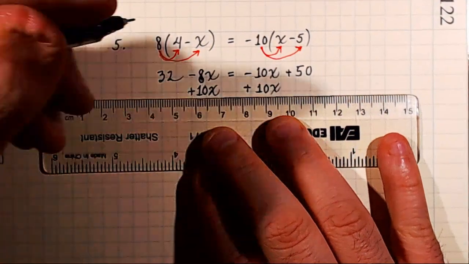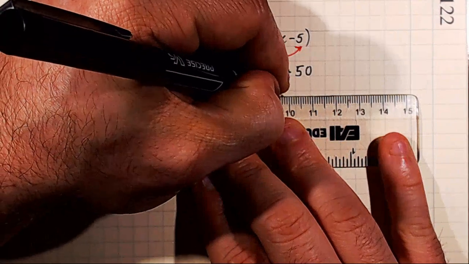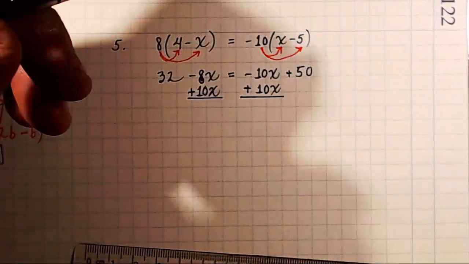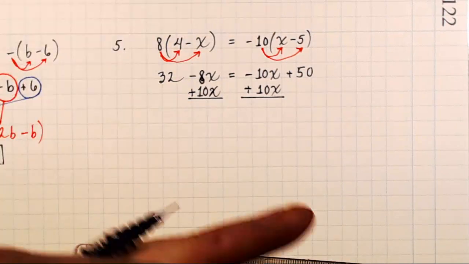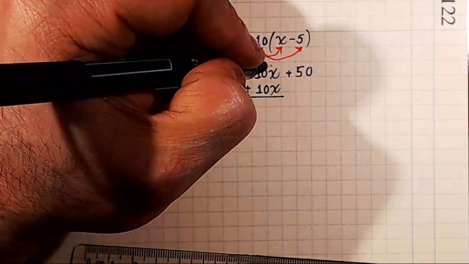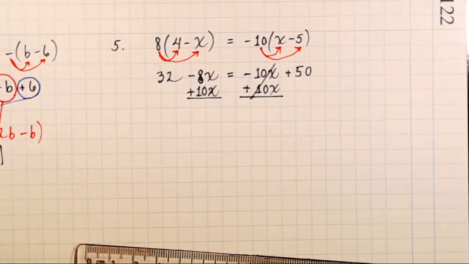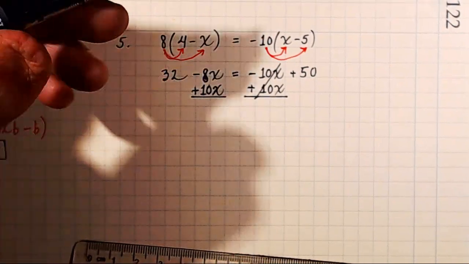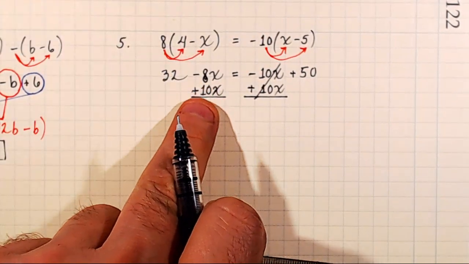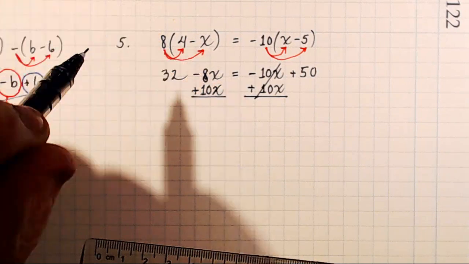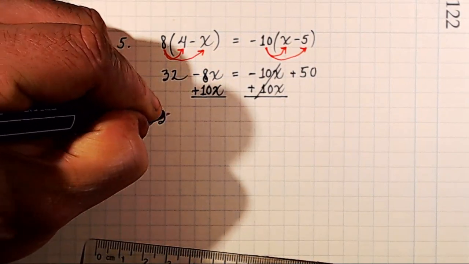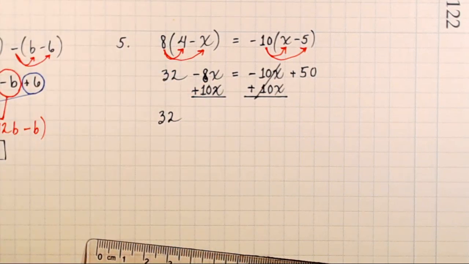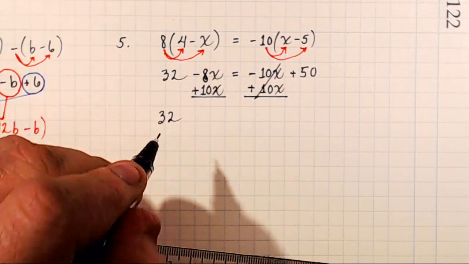Okay, now if it helps you, draw a line like it's an addition problem. And negative 10x plus 10x equals 0. So this cancels out. That's what we wanted. Now, before we do this little addition here, let's not leave out the 32. The 32 just comes along for the ride. Okay, we haven't done anything with the 32 yet, so it's 32.